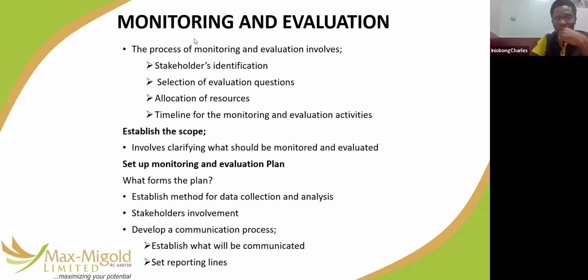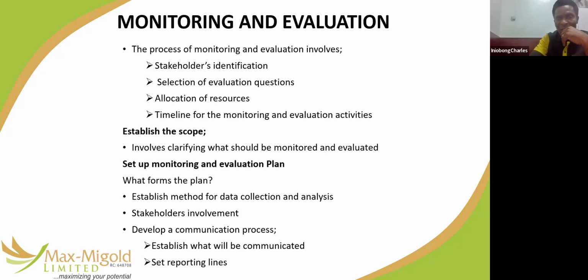Monitoring and evaluation. Okay, I've said so much about monitoring and evaluation. So the process of monitoring and evaluation involves stakeholder identification. You must identify your stakeholders. Selection of evaluation questions. What kind of question do you want to ask? You must select it. You are maintaining the facility. One, you must identify the stakeholders, your client rep, your technicians, everybody that has something to do with that maintenance.